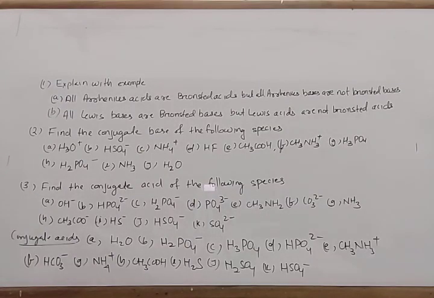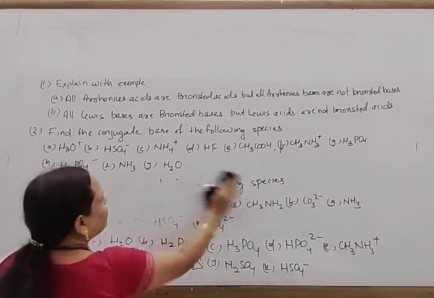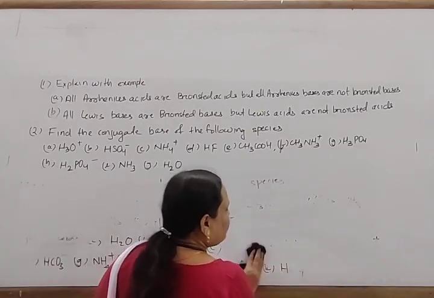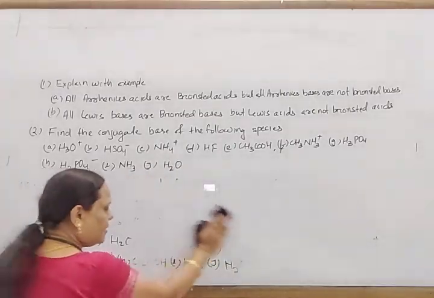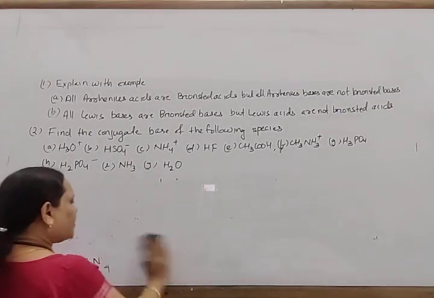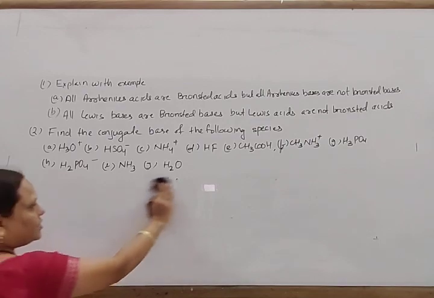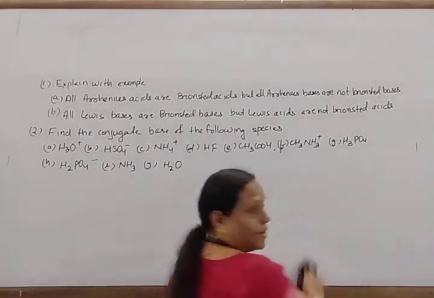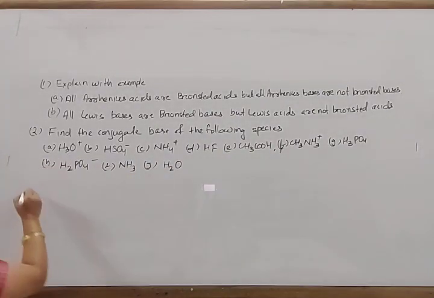Now next come to question number 2. Find the conjugate base of the following species. So what you have to do to find out the conjugate base? Just remove one H plus ion from the species or from the formula, whether it is a given molecule or ion. From the formula, you just remove one H plus ion, balance the charge accordingly, and you can find out the conjugate base. Okay.